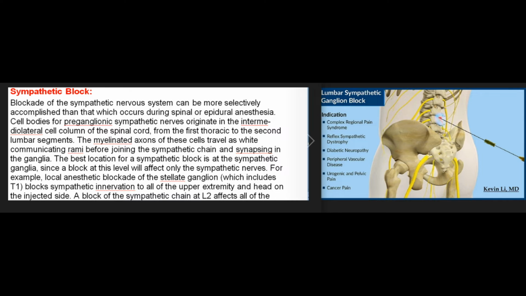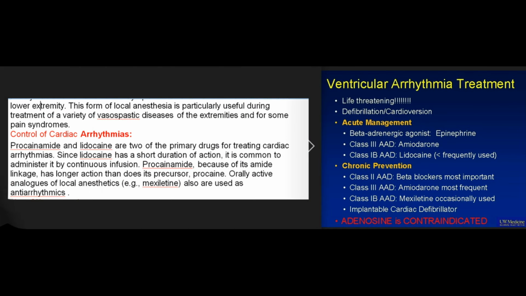The best location for a sympathetic block is at the sympathetic ganglia, since a block at this level will affect only the sympathetic nerves. For example, local anesthetic blockade of the stellate ganglion, which includes T1, blocks sympathetic innervation to all of the upper extremity and head on the injected side. A block of the sympathetic chain at L2 affects all of the lower extremity. This form of local anesthesia is particularly useful during treatment of a variety of vasospastic diseases of the extremities and for some pain syndromes.